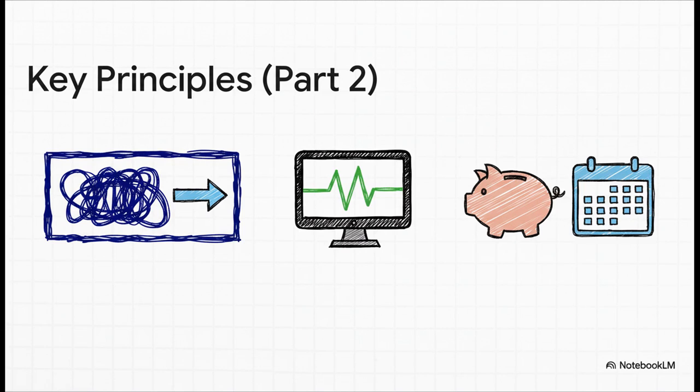Now for the next few principles. These are all about being practical. The results have to be understandable, not just a spreadsheet full of numbers. People need to know what to fix. You also have to be able to monitor the system's resources, because knowing something is slow is useless if you don't know why. And finally, the big reality check, it has to be affordable and fit into the schedule. Because a perfect test that never gets done is worthless.